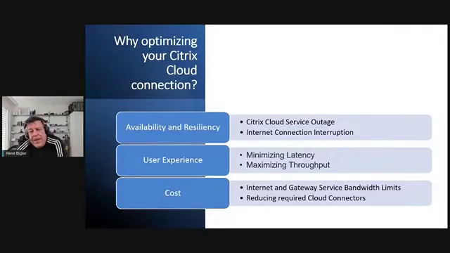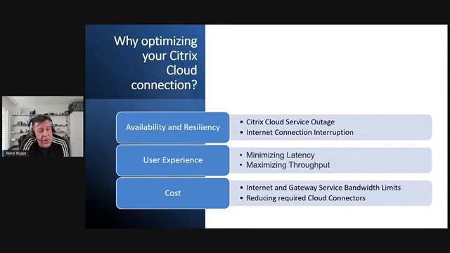I think there are 3 main points you want to have a look at for these questions. There's obviously, we saw this in the charts, the cost point. Internet and gateway service bandwidth limits might come into play here. Another topic, how can we reduce the required cloud connectors, and with this reduce the number of virtual machines we have to run on-prem and maintain on-prem, so that the cost aspect might be one of the reasons to look into optimizing your Citrix Cloud connection technologies.